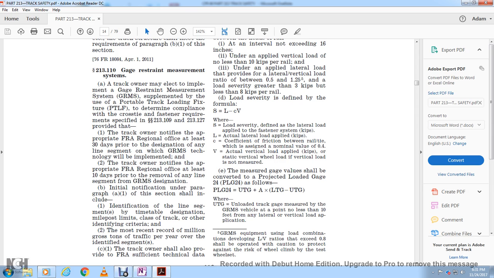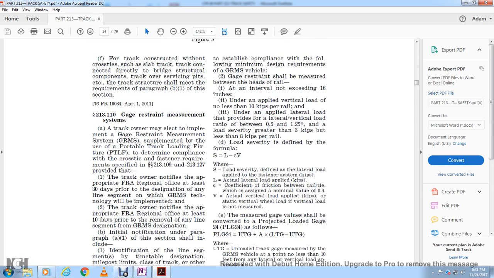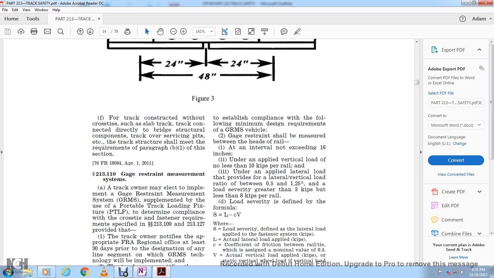C1, the track owner shall also provide the operator sufficient technical data to establish compliance with the following minimum design requirements for the gauge restraint measurement system vehicle. The gauge restraint shall be measured between the heads of the rails at intervals not exceeding 16 inches under the applied vertical load of no less than 10 kips per rail. Under the applied lateral load, provide a lateral to vertical load value ratio of 0.5 tenths to 1.25, at a load severity greater than 3 kips or less than 8 kips per rail.